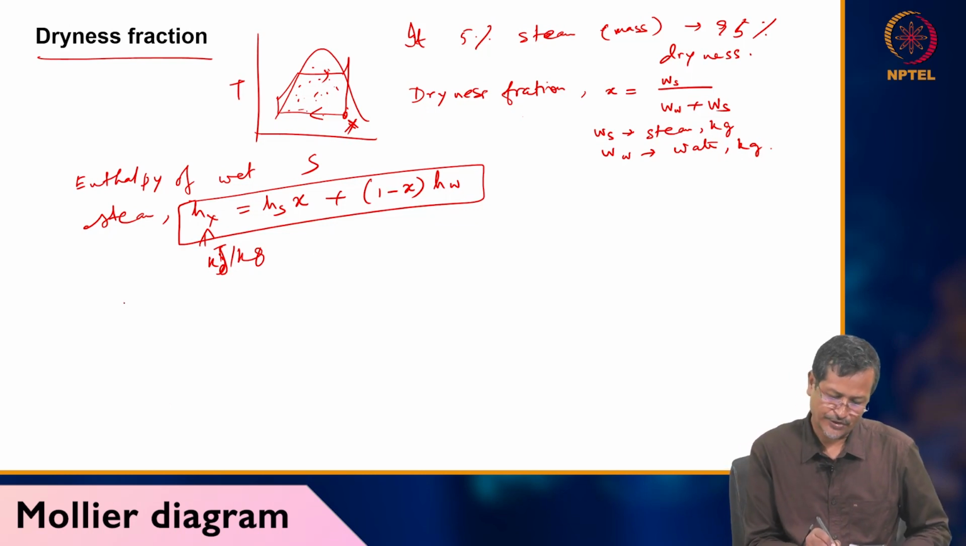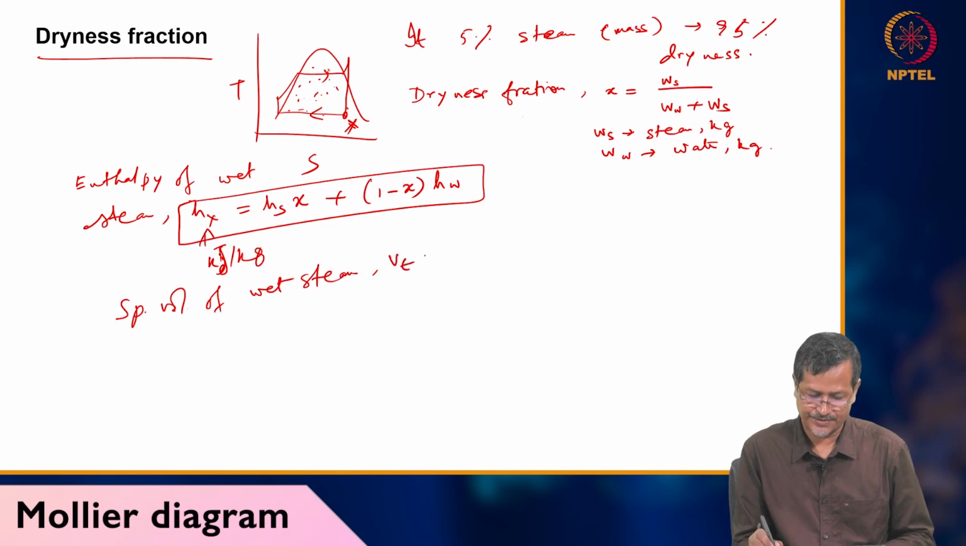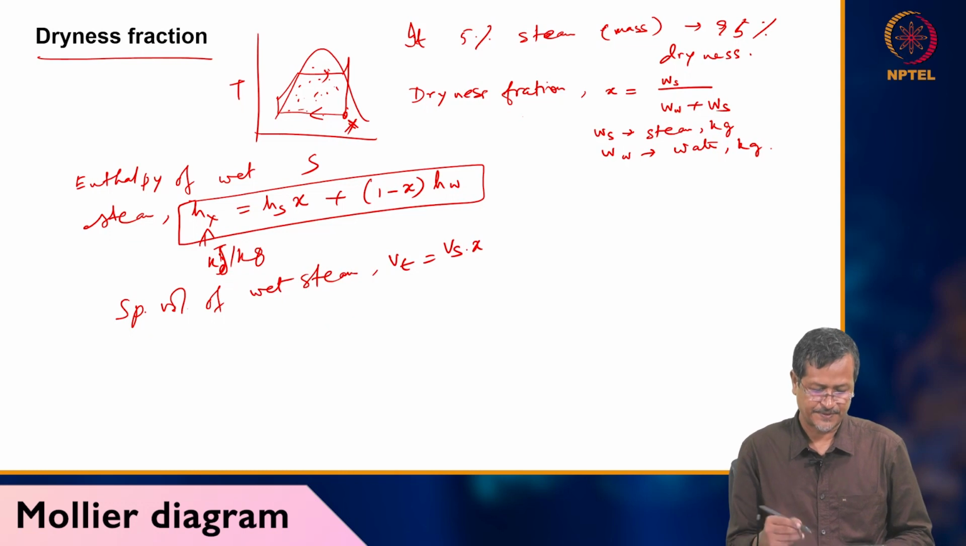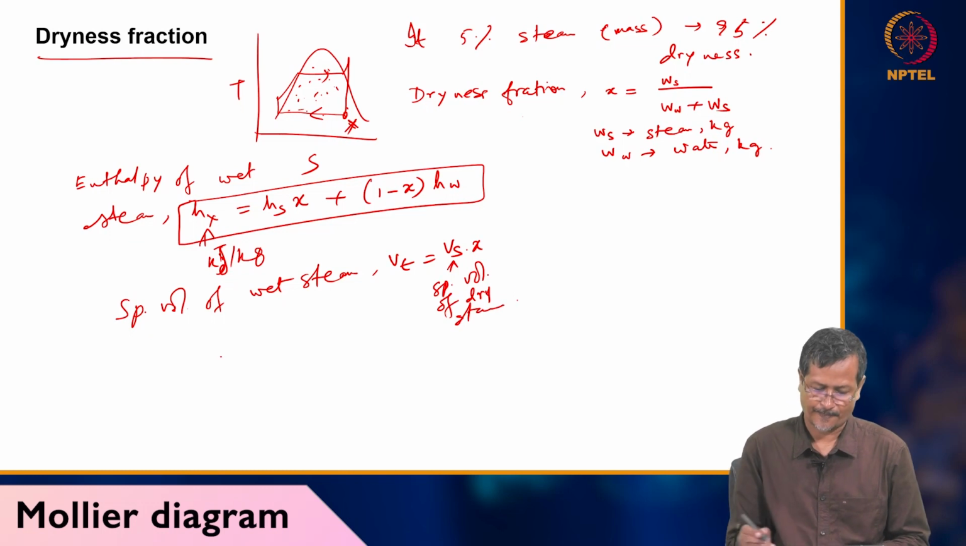So accordingly you have to give units. Specific volume of wet steam, Vt equals Vs into x, where Vs is the specific volume of dry steam.